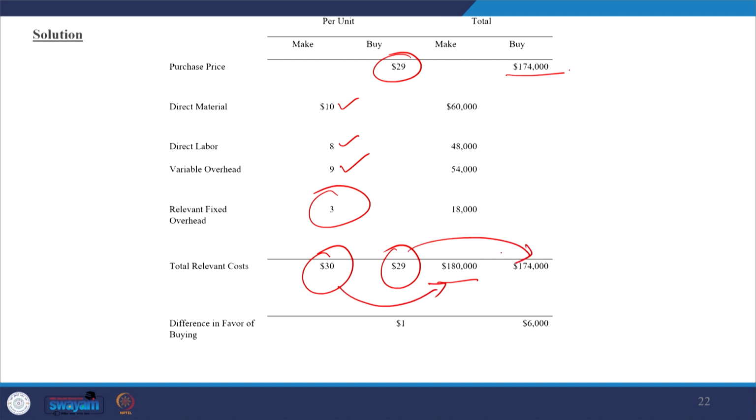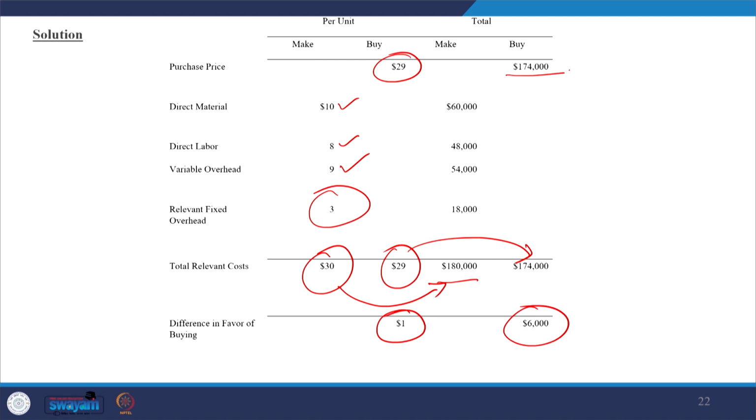If I am buying, it is coming to be 1,74,000. So, in this condition what is happening? The difference is in favor of buying the product from the market and saving $6,000 per 6,000 units, right. So, the question here is the company should make a decision whether to produce it or buy it, and here we are finding that buying is a better situation, but not all situations will be good for buying.